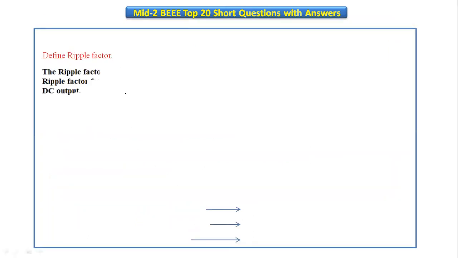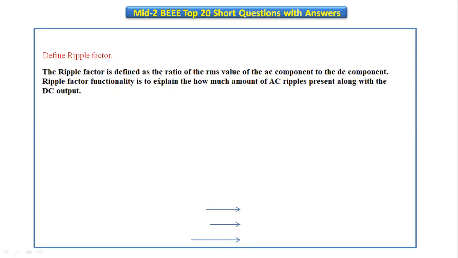Next, define ripple factor. The ripple factor is defined as the ratio of the RMS value of the AC component to the DC component. The ripple factor explains how much AC ripple is present along with the DC output. Generally, we do not have pure DC at the output; it is pulsating DC, which is DC plus AC ripples. By using the ripple factor, we can find how much AC ripple is present in the output DC. This ripple factor is denoted by gamma.